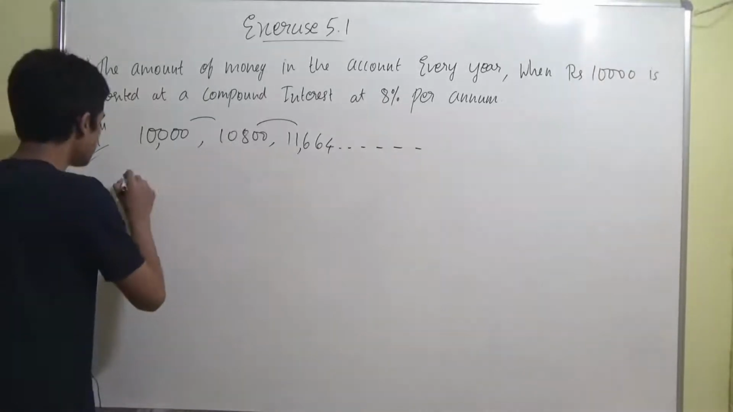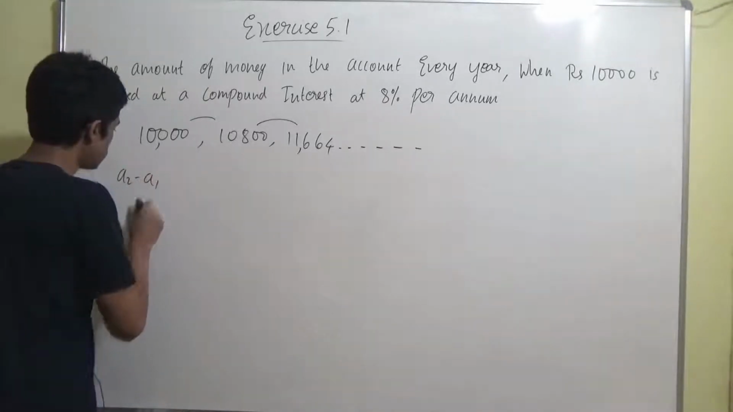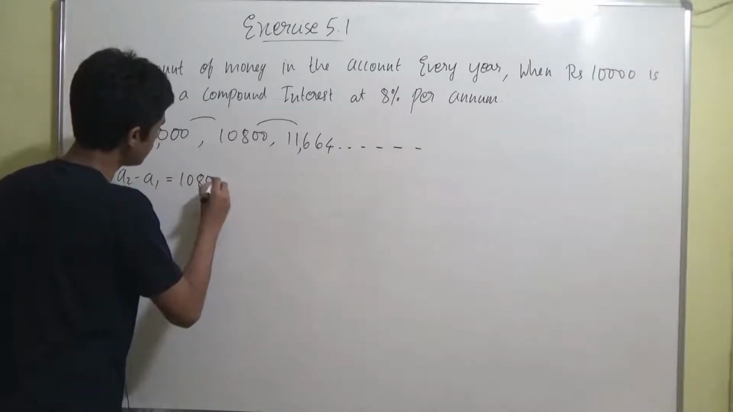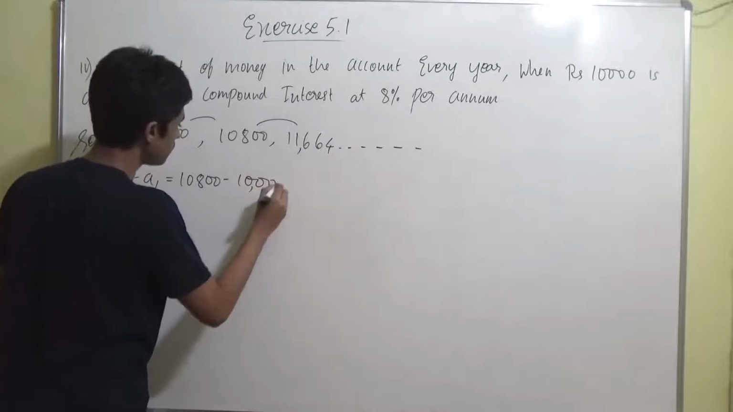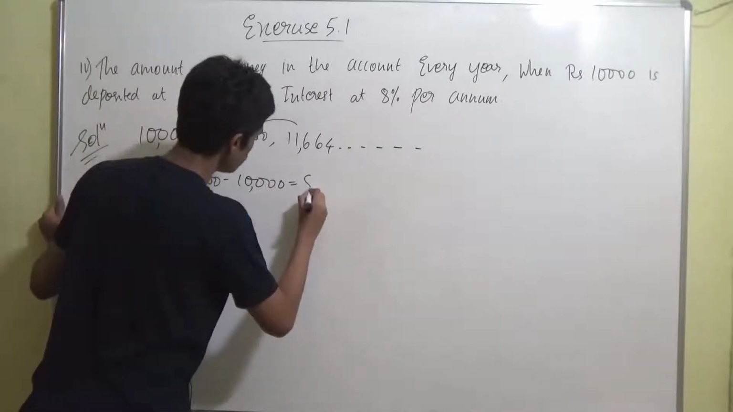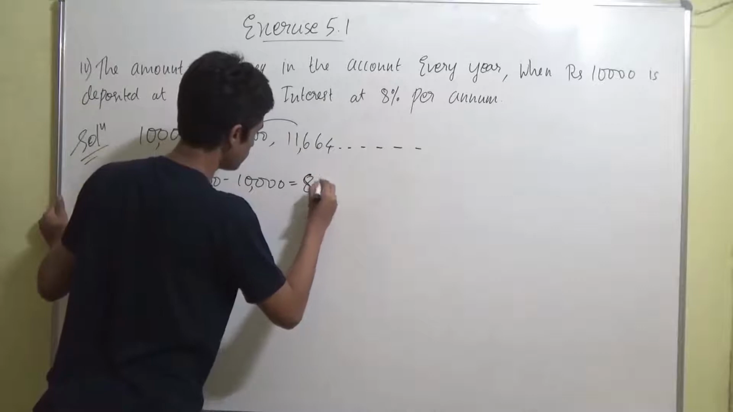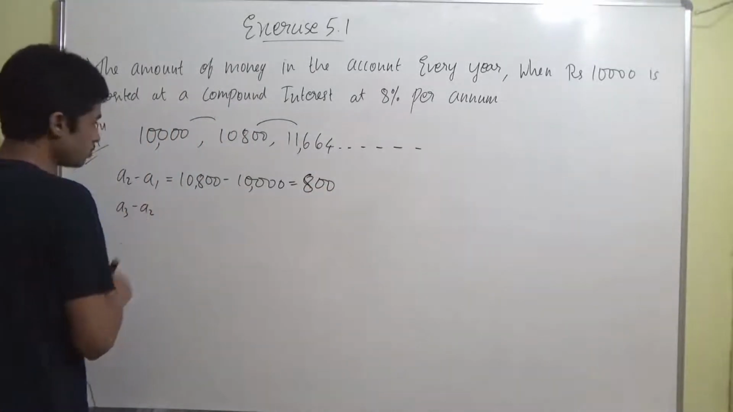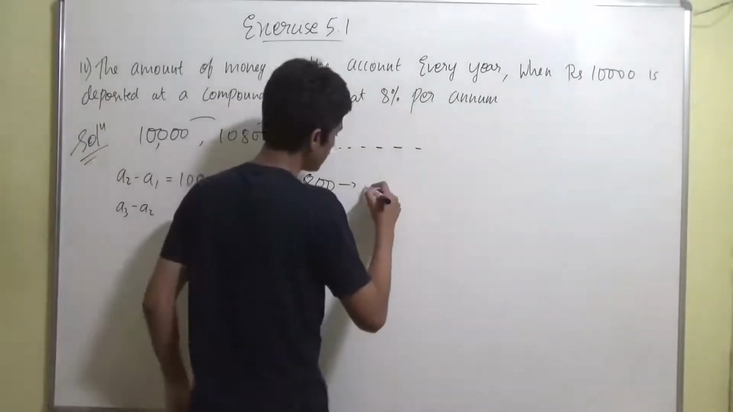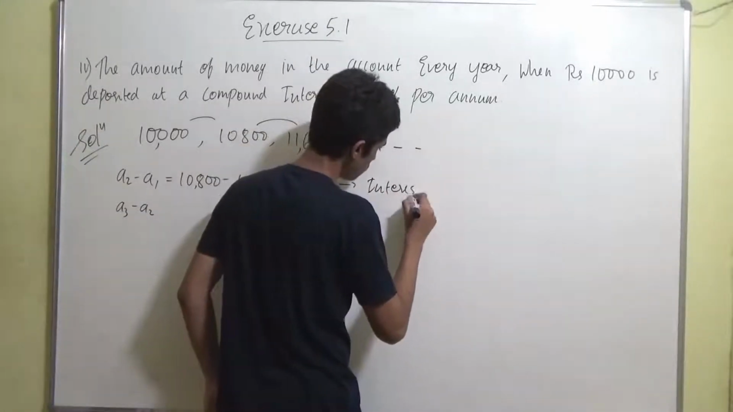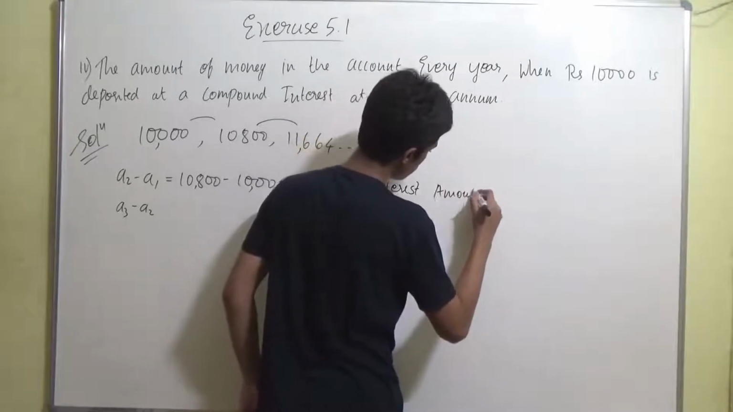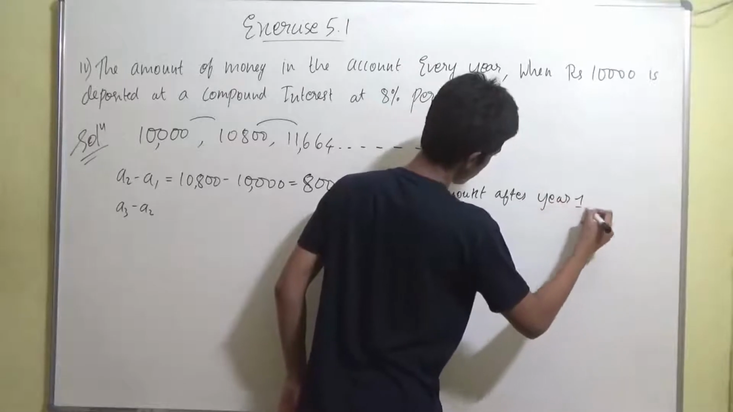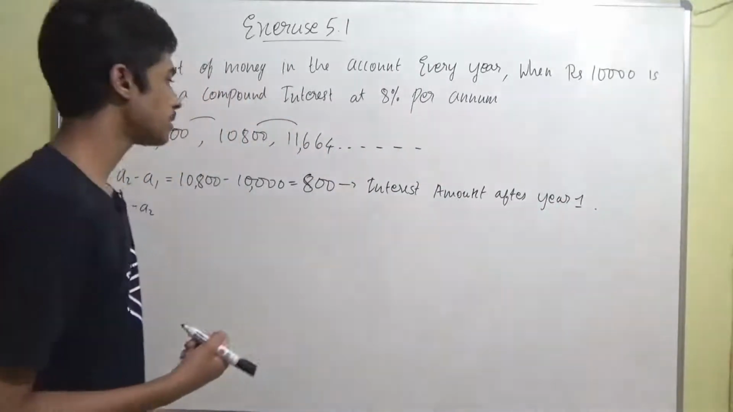So A2 minus A1, right, is equal to 10,800 minus 10,000. It's going to become equal to 800. Getting it, guys? Now A3 minus A2. So this is nothing but equal to the interest amount after year 1. Now let's find the interest amount after year 2.